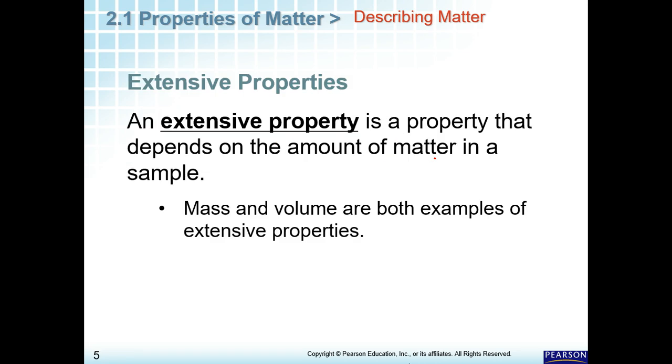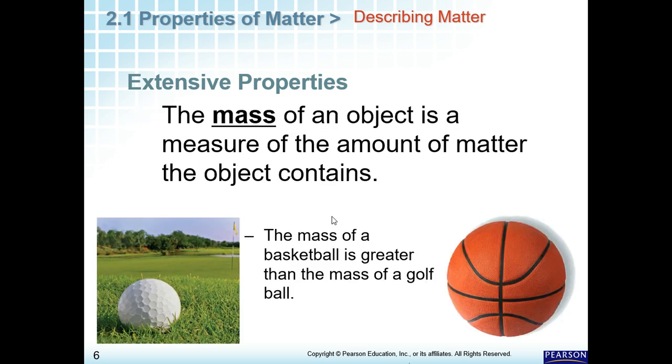An extensive property is defined as a property that depends on the amount of matter in a sample. Two very easy examples of this are mass and volume. Let's focus on mass first. The mass of an object is the measure of the amount of matter an object has. For example, if you were given a basketball and a golf ball, most of you realize that a basketball has more mass. It tends to weigh more. It feels heavier.